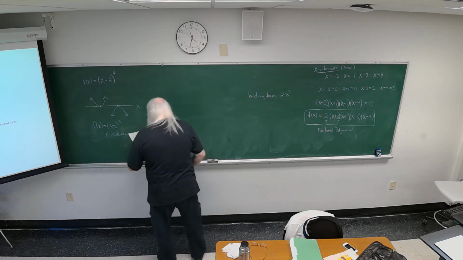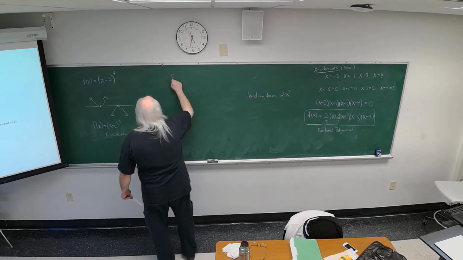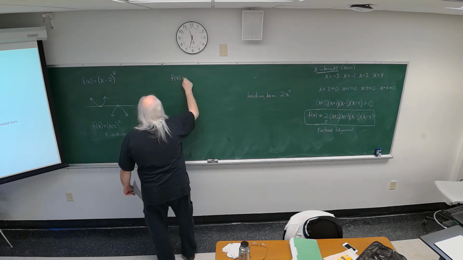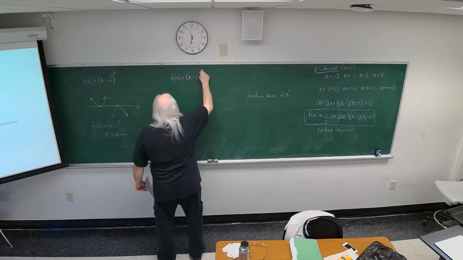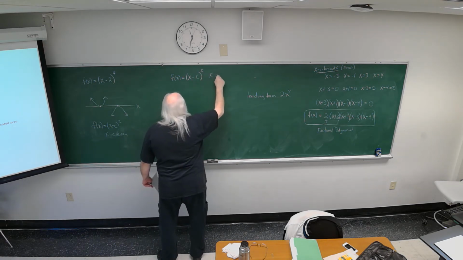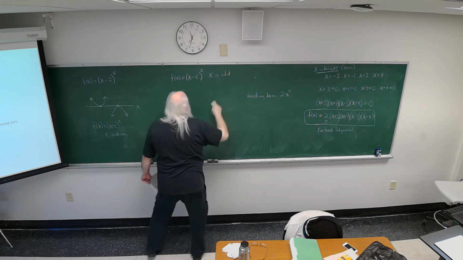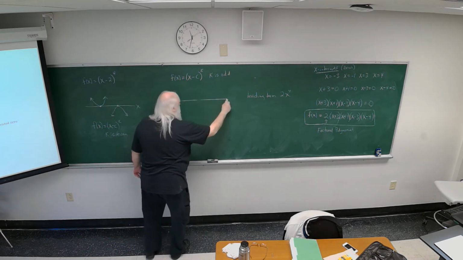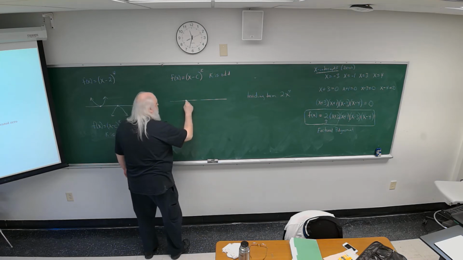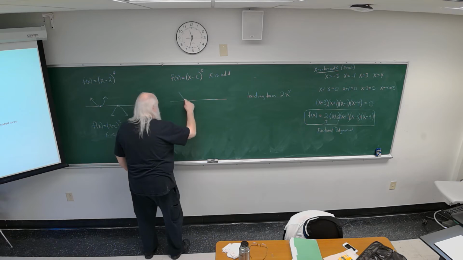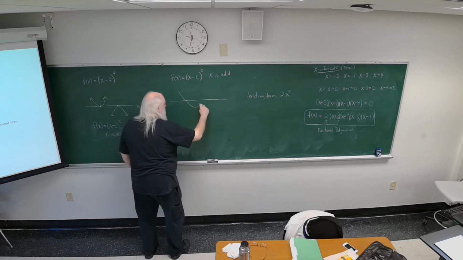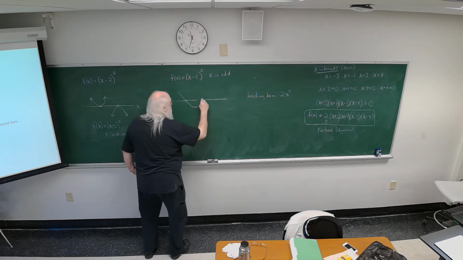The second situation says if k is odd, you're going to have one of two situations with the x-intercept. The graph is either going to come down and cross or come up and cross at the x-intercepts.